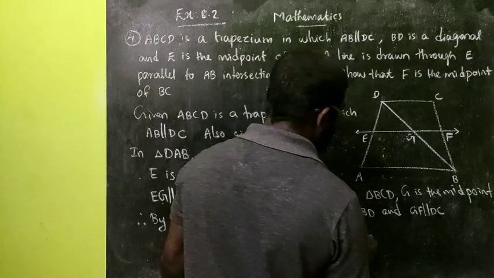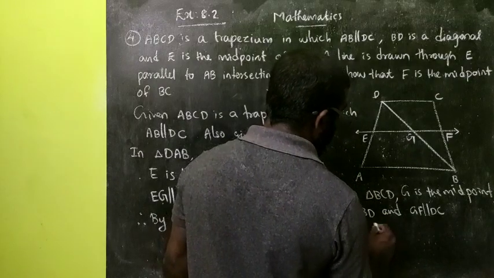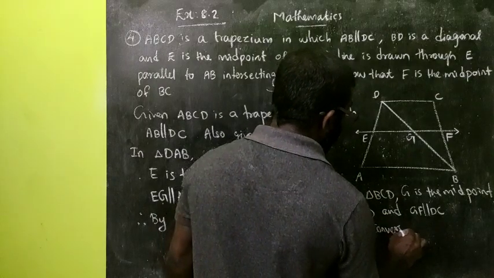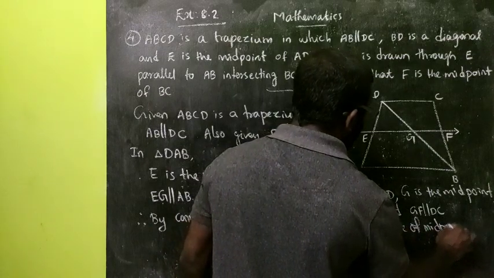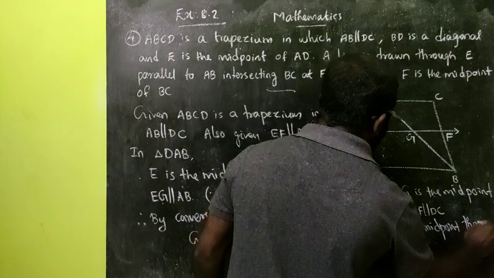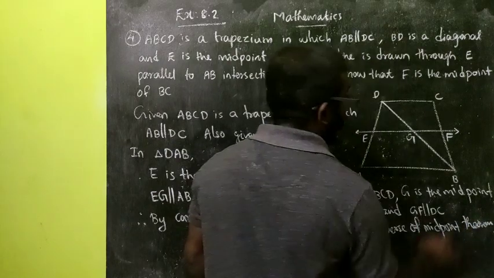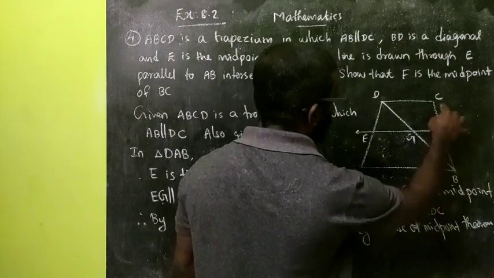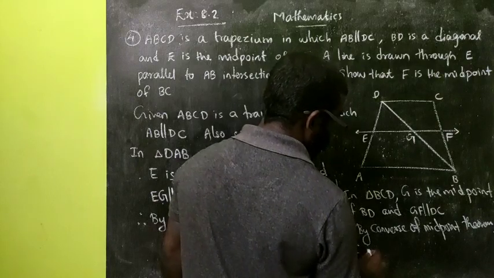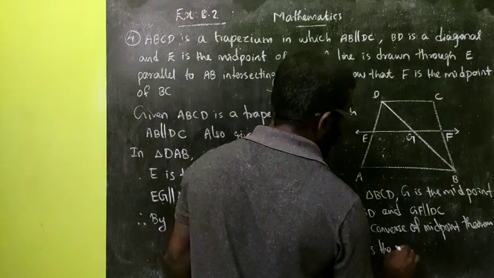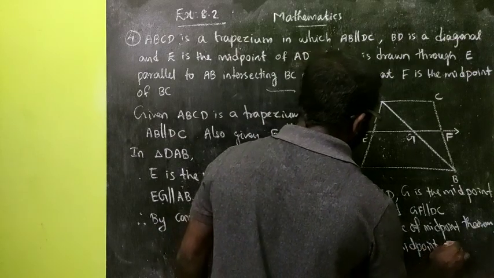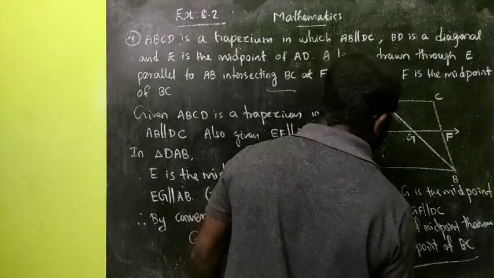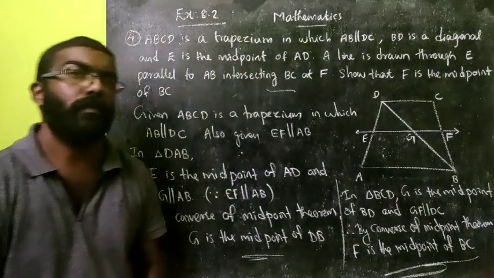So therefore, by converse of midpoint theorem, we can say F is the midpoint of BC. Hence the proof. Clear?